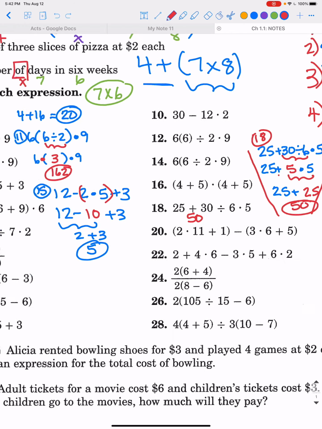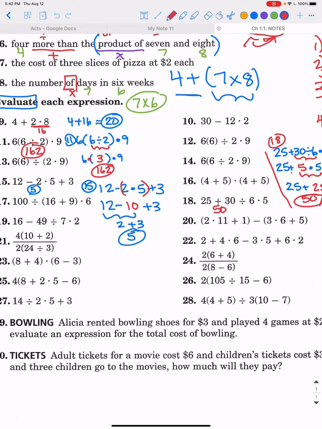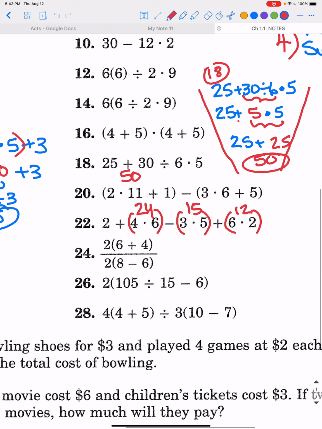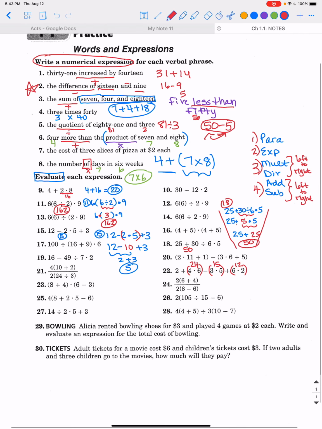I think that should get you through your homework. If you have any other ones on your homework that are a snag, maybe a little bit harder for you to do, just shoot me an email and I'll be happy to help you. If there's one like number 22, you've got this times here, this times here, and this times here, and then you would add 2 plus 24 minus 15 plus 12, and you would get your single answer, okay? So make sure you show me your work. Email me if you have any questions.